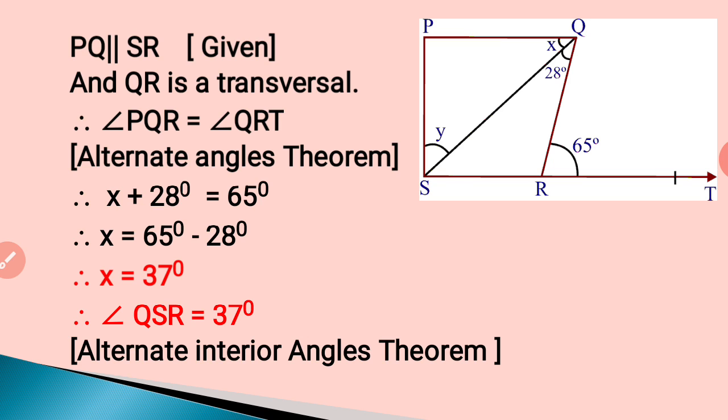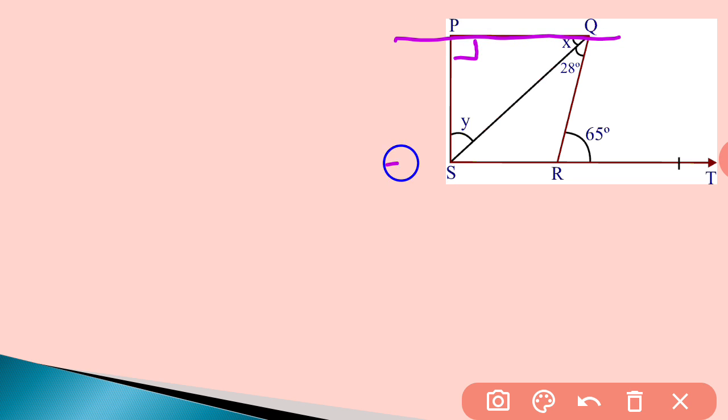Now this is the figure once again shown to you. Here we are told that PQ is perpendicular to PS, that is given in the question. Moreover, PQ and SR are parallel to each other. So we can say that angle PSR will also be equal to 90 degrees.